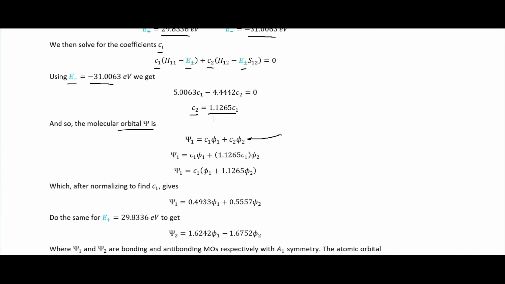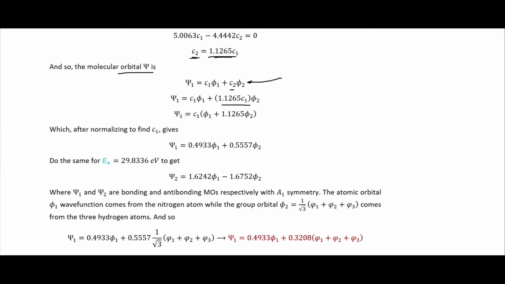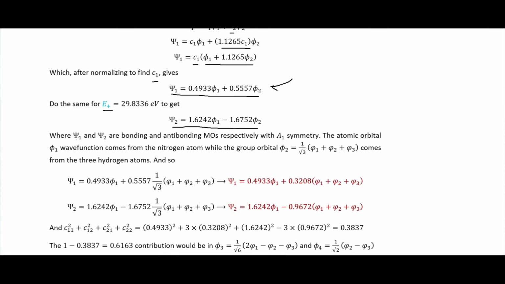Our molecular orbital psi is that linear combination of these atomic orbitals. So then we substitute this in here for the C2, because we know that C2 is equal to this. We end up with this right here, so we can factor out the C1, and after we normalize to find the C1, we get this. Then we can do the same for the E plus, and we end up with this. These two molecular orbitals, psi1 and psi2, are the bonding and anti-bonding molecular orbitals respectively.